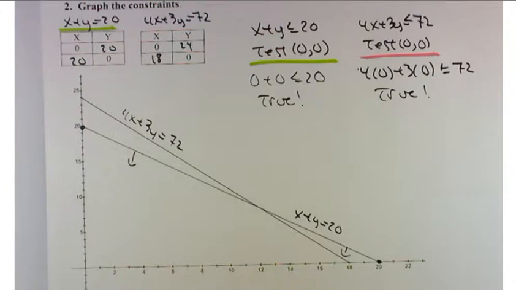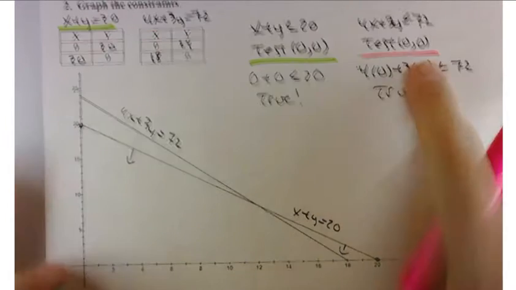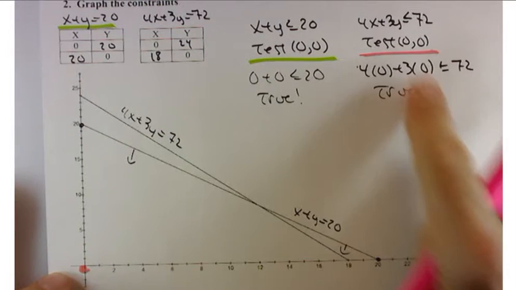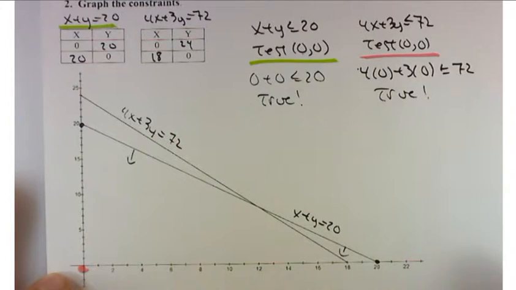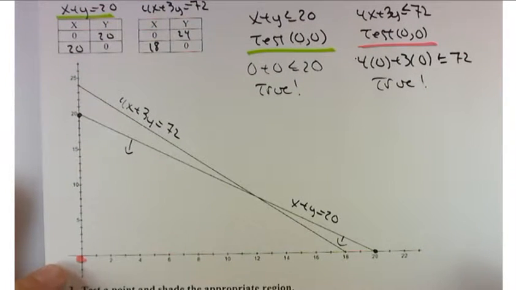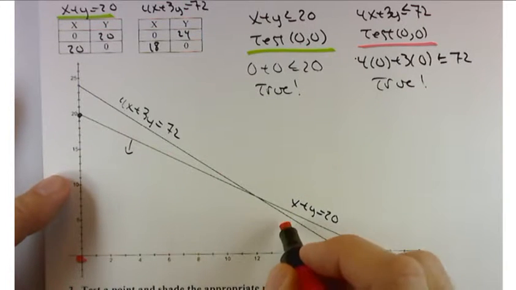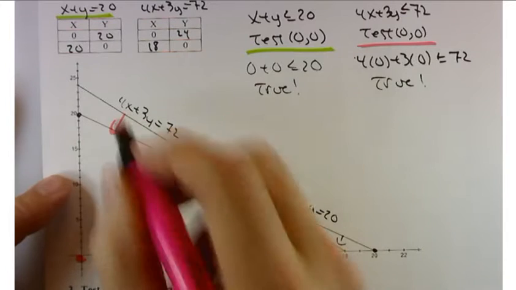So where am I going to shade for this line? We tested 0, 0. Where do I shade? Kind of above or below? I don't have a whole lot of unanimity in this. Above or below? Below. Below, there we go. Thank you. So below on both of them. Now, that one's here and that one's here.